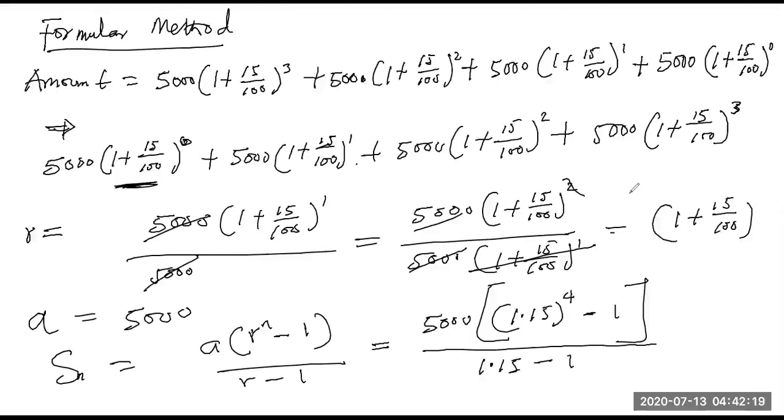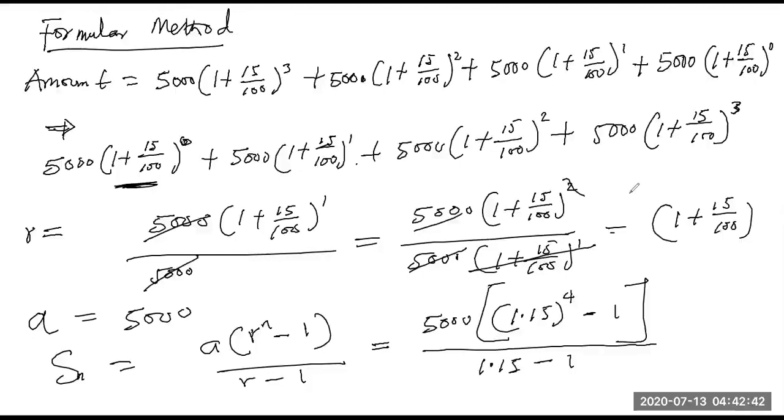1.15 raised to power 4 is equal to, minus 1, multiplied by 5,000. What do we have? That's what we have. Now divided by 0.15. Divided by 0.15. Okay? 1.15 minus 1 gives us 0.15.